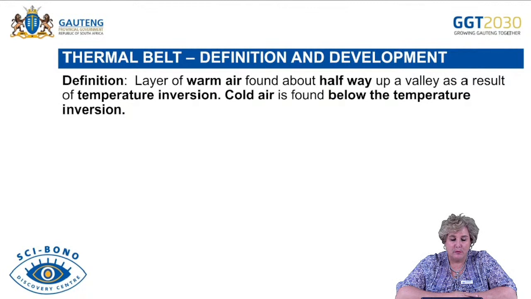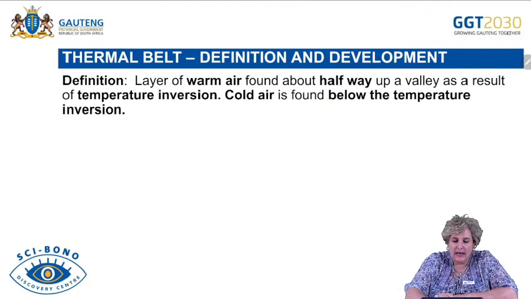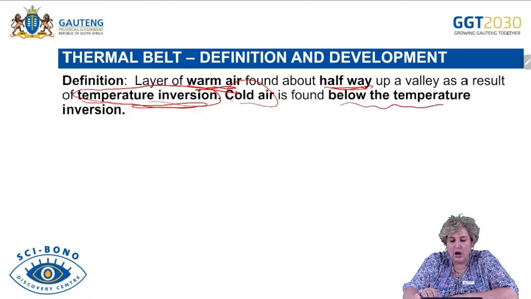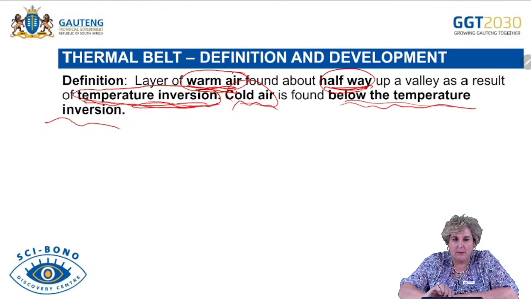What is the thermal belt? What is the definition of a thermal belt? It's a layer of warm air found halfway up a valley as a result of temperature inversion. Now you can see how your previous knowledge is coming in again. The cold air is found below the temperature inversion. It's a layer of warm air. Where is this layer? It's halfway up the valley. Why is it there? Because of a temperature inversion. The cold air is below the temperature inversion.